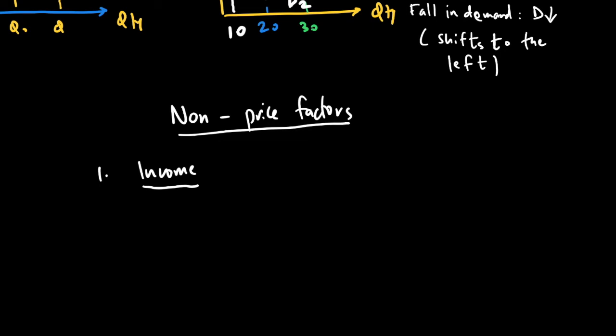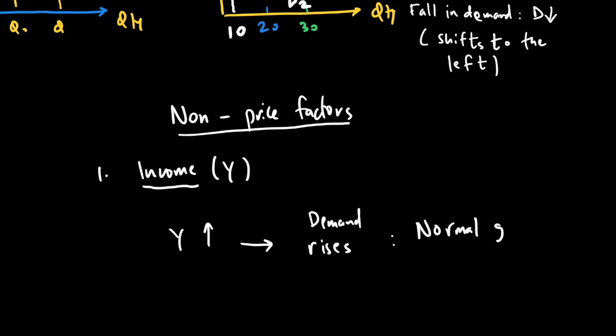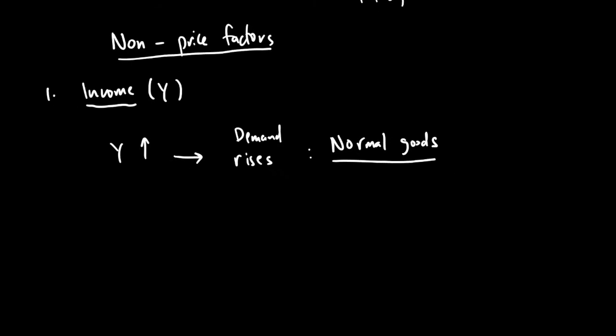And similarly, when income goes down, we may decide to not buy those goods because we can't afford them. We no longer can buy them, or maybe we move to the cheaper substitute. So when your income, and the symbol we use for income is Y, goes up, the demand rises, we call those goods normal goods. And these are the goods that have a direct relationship with income.